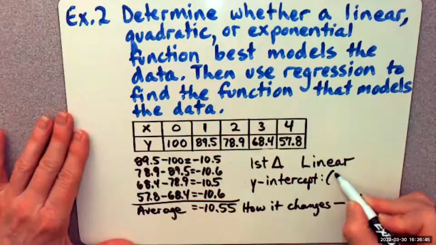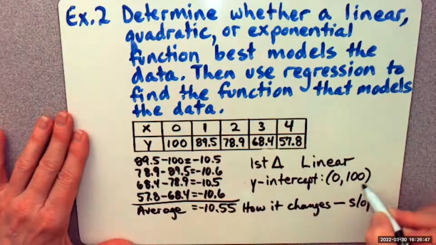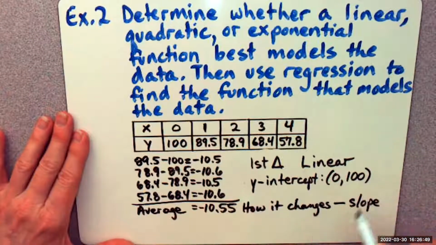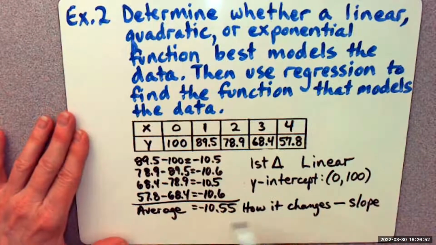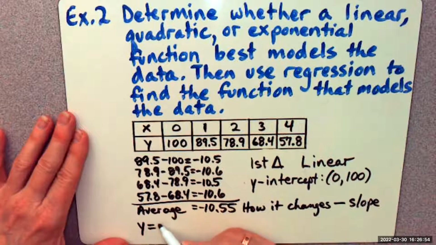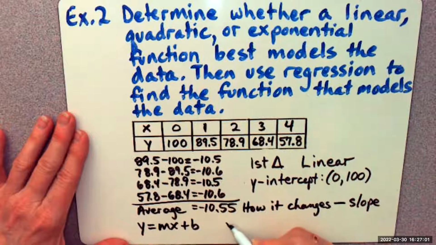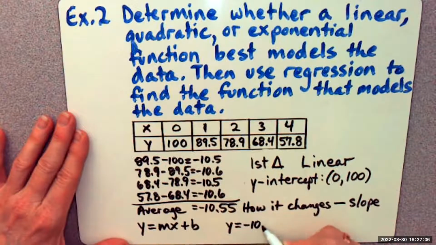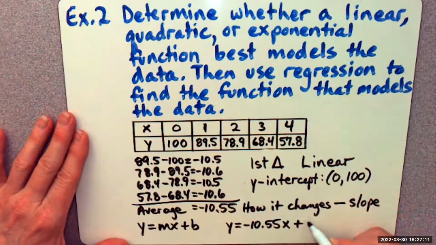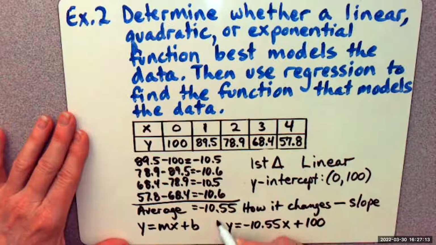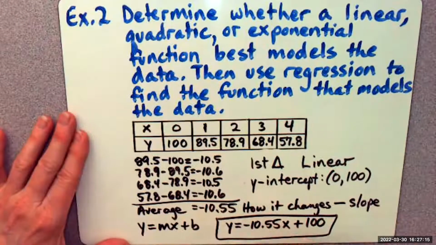And it is at (0, 100), because x is 0 at the y-intercept. So now if we're going to use an equation y = mx + b for a linear equation, we can write y equals, the change would be negative 10.55x, and then it starts at 100. So we write 100. And that would be the equation that would best model this data.